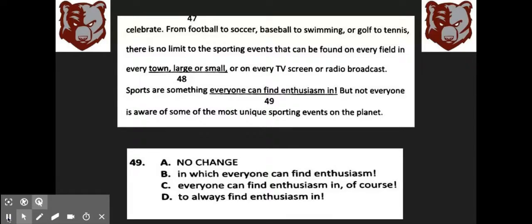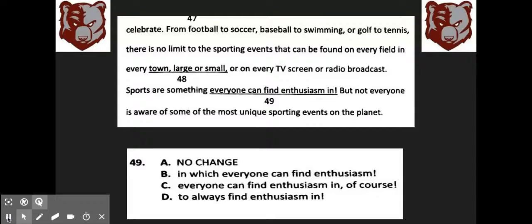The ACT will test whether one knows how to structure formal writing. Look back at the sentence to which question number 49 refers. It says, "Sports are something everyone can find enthusiasm in." Notice how it has the word "in," a preposition, located at the end. Here's a side note. For those who don't remember what prepositions are, they are words that show location. Words like in, over, under, on, beneath, at, to, between, etc. The words for, with, and of are also prepositions.